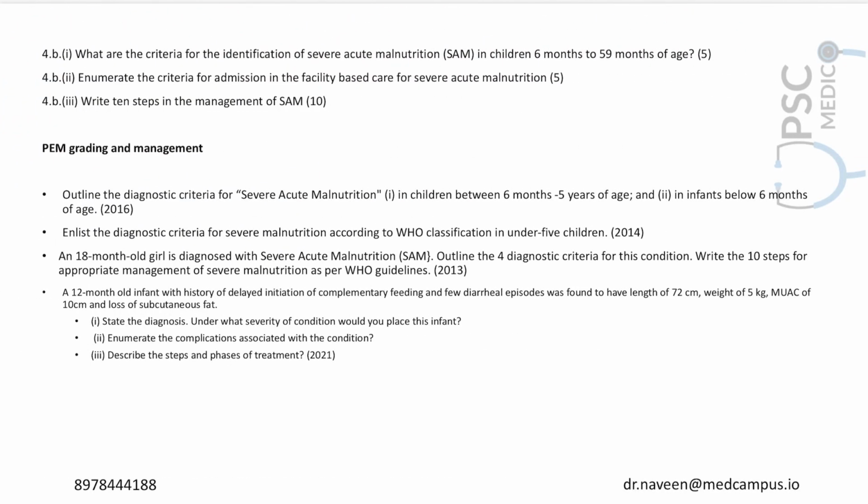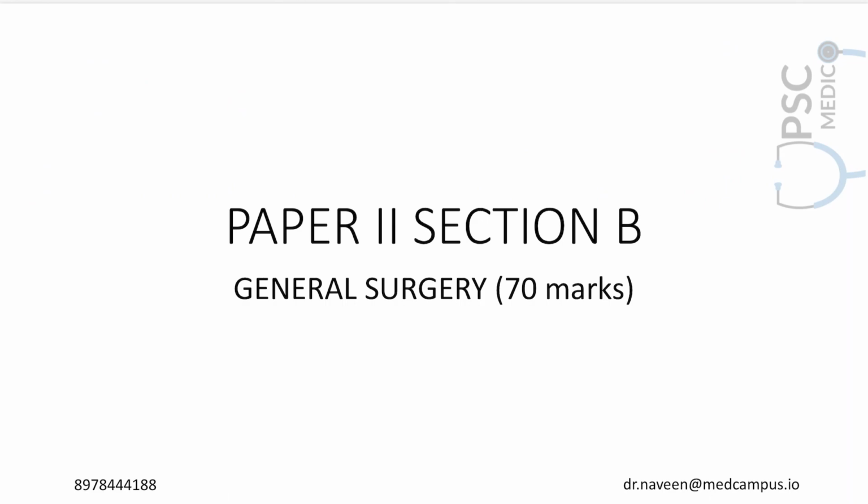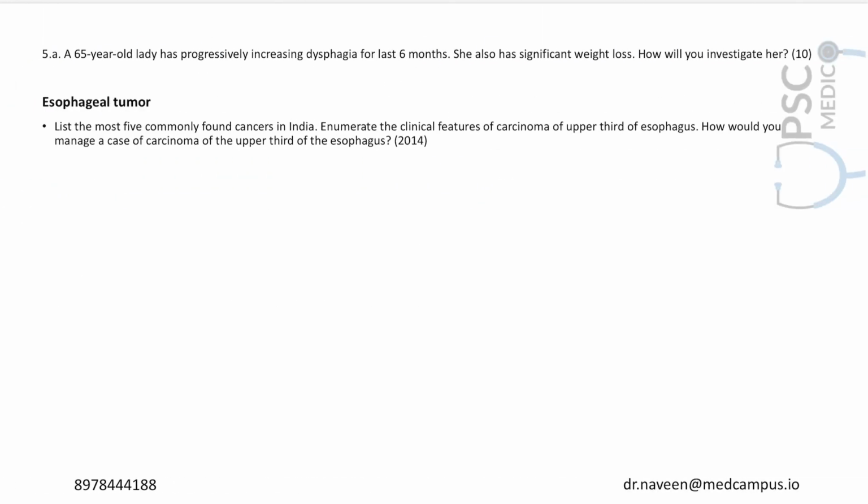Now, this is question number 3B. Question number 4 is what are the criteria for identification of severe acute malnutrition? Oh, direct from the model answer and notes. Just go through it. Even the admission criteria is also of WHO is given in a flowchart fashion. Next, general surgery, 70 marks.